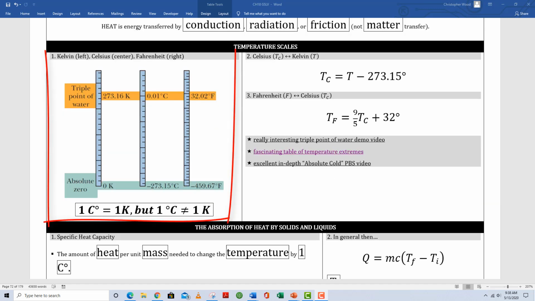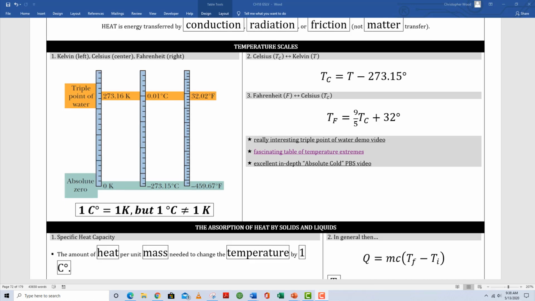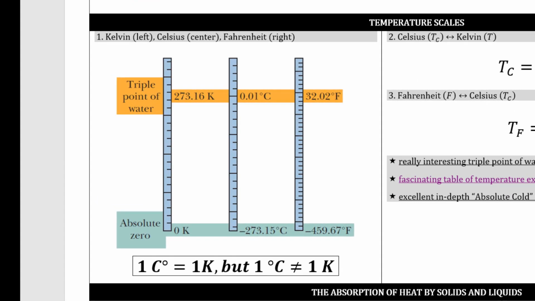Let's start by talking about temperature. There are three common temperature scales: Kelvin, Celsius, and Fahrenheit. We will, in this course, very seldom use Fahrenheit. Take a close look at the Kelvin versus Celsius temperature scales. Two key terms you want to look at right now are absolute zero and the triple point of water.